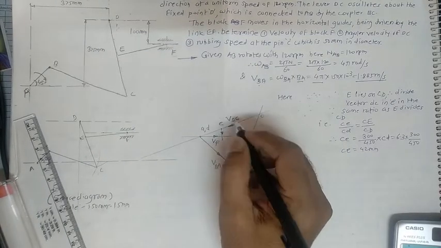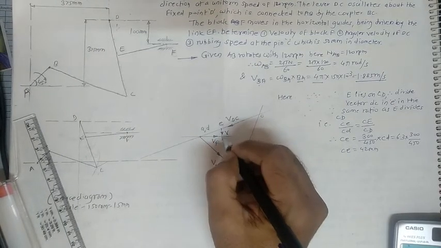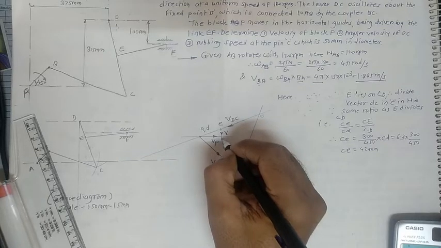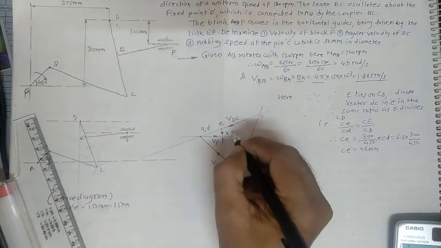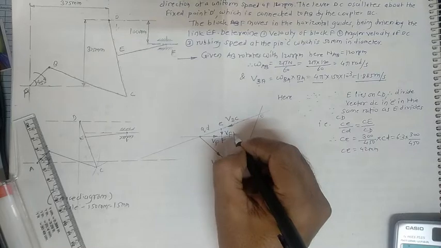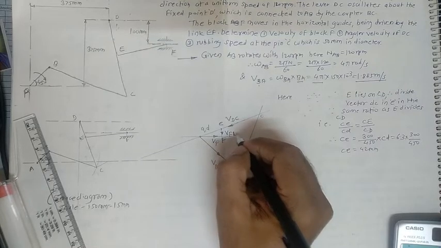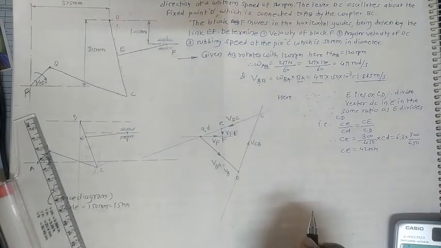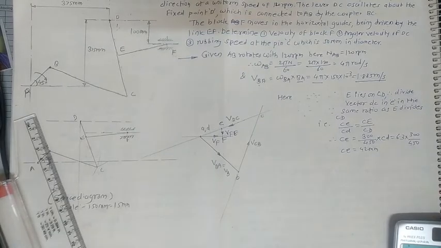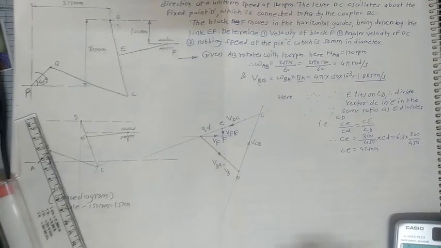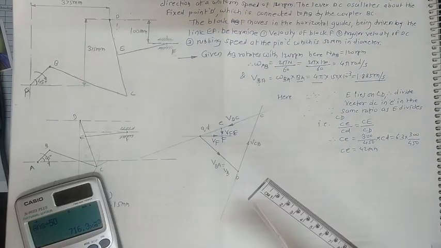VF. What is this? This indicates the F point here. So towards F we are showing, which means this must be VFE, like this. Once this point is completed, we can easily solve the next steps.